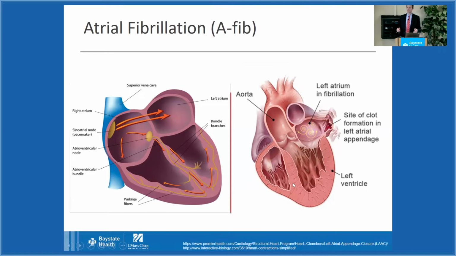When you get short circuits in the top chambers, instead of all the cells squeezing at the same time, each one goes on its own. There's not an organized squeeze. That's called atrial fibrillation, or AFib. It's a very common arrhythmia. It affects about 25% of people in the US at some point in their lifetimes.